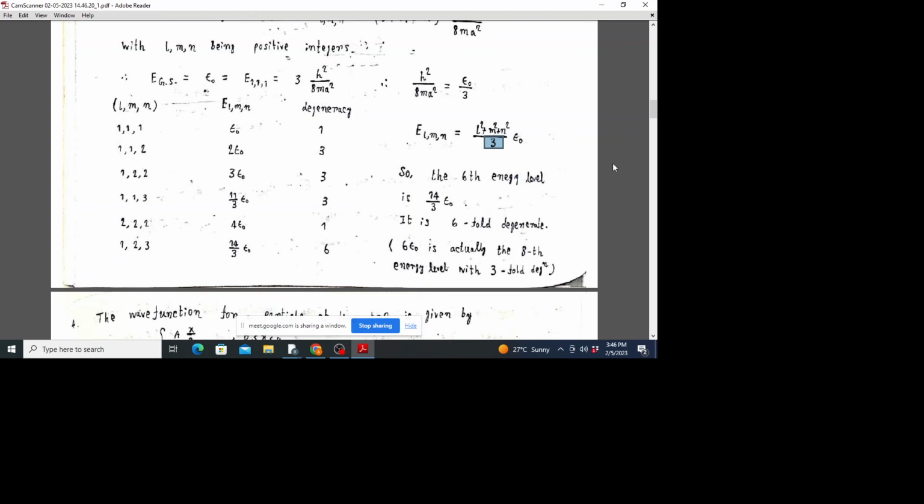So the degeneracy of the next energy level means, according to them, you have to find the degeneracy of the third energy level. Here it is 3, but if you consider the correct order, 6 epsilon naught is actually the 8th energy eigenlevel, and that has 3-fold degeneracy. And I have checked that the ninth energy eigenlevel will also have 3-fold degeneracy. So you can simply write 3 as the answer.